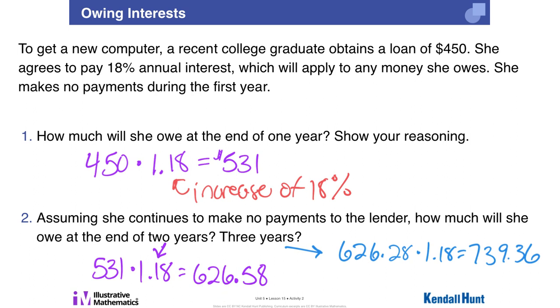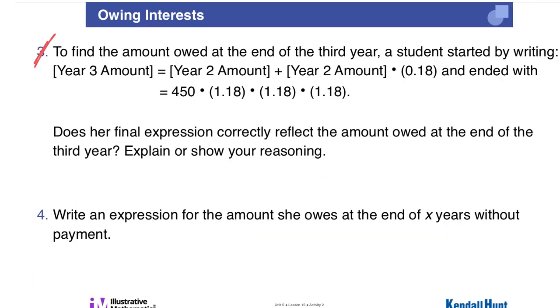And then we go over here. I noticed I made a mistake right there. And then we go for our 3rd year, take that value at the end of 2 years, multiply that by 1.18, another increase of 18%, and you end up with $739.36. We are going to skip number 3 here and go directly to number 4.